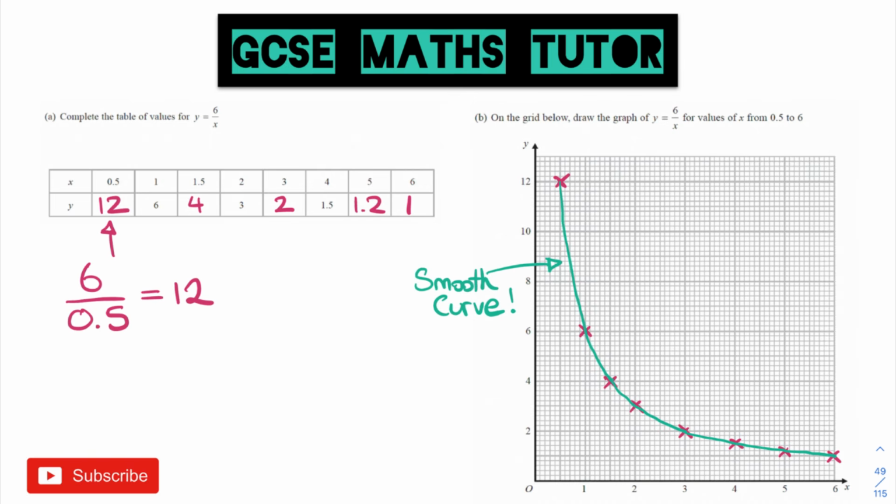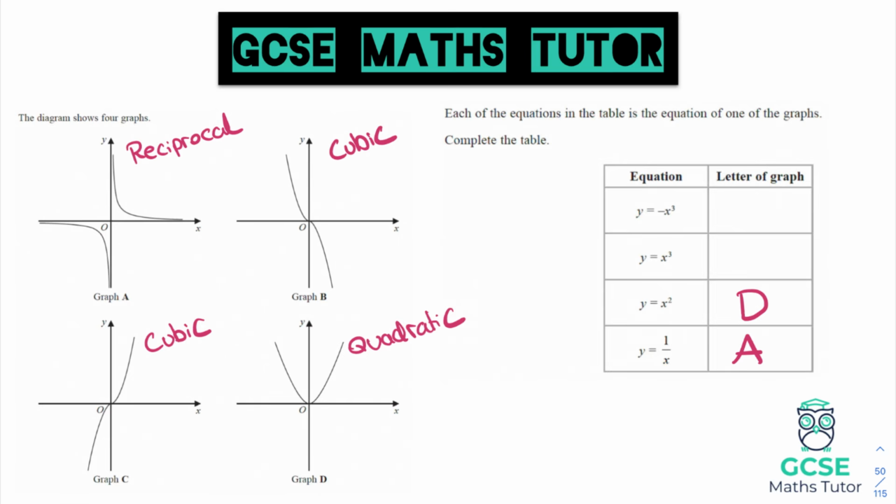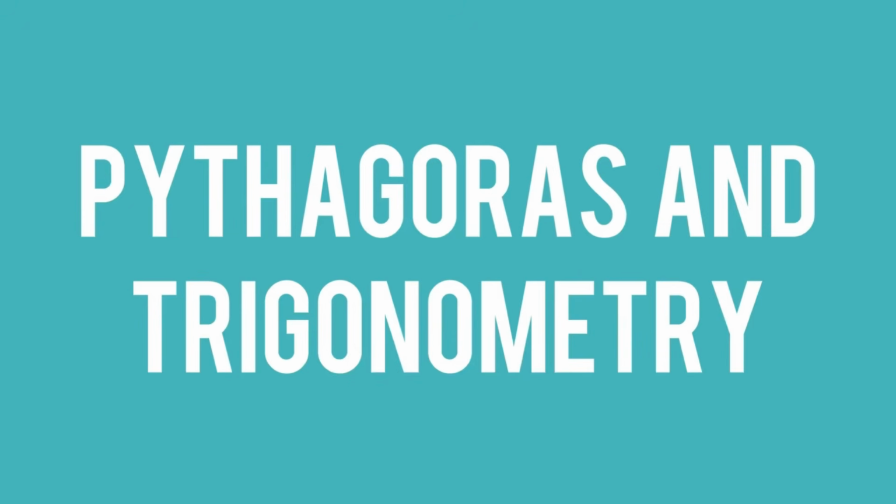Again, most of these are done with nice smooth curves. You may have to identify graphs, so you need to know the reciprocals, cubics and quadratics very well. Here we have a reciprocal, two cubics and a quadratic, and that one in graph B is a negative cubic. So you need to know not just the positive versions of the graph, but also the negative versions. So just make sure you're really confident with what they look like and you know the shapes that they are going to create. Okay, on to Pythagoras and trigonometry.